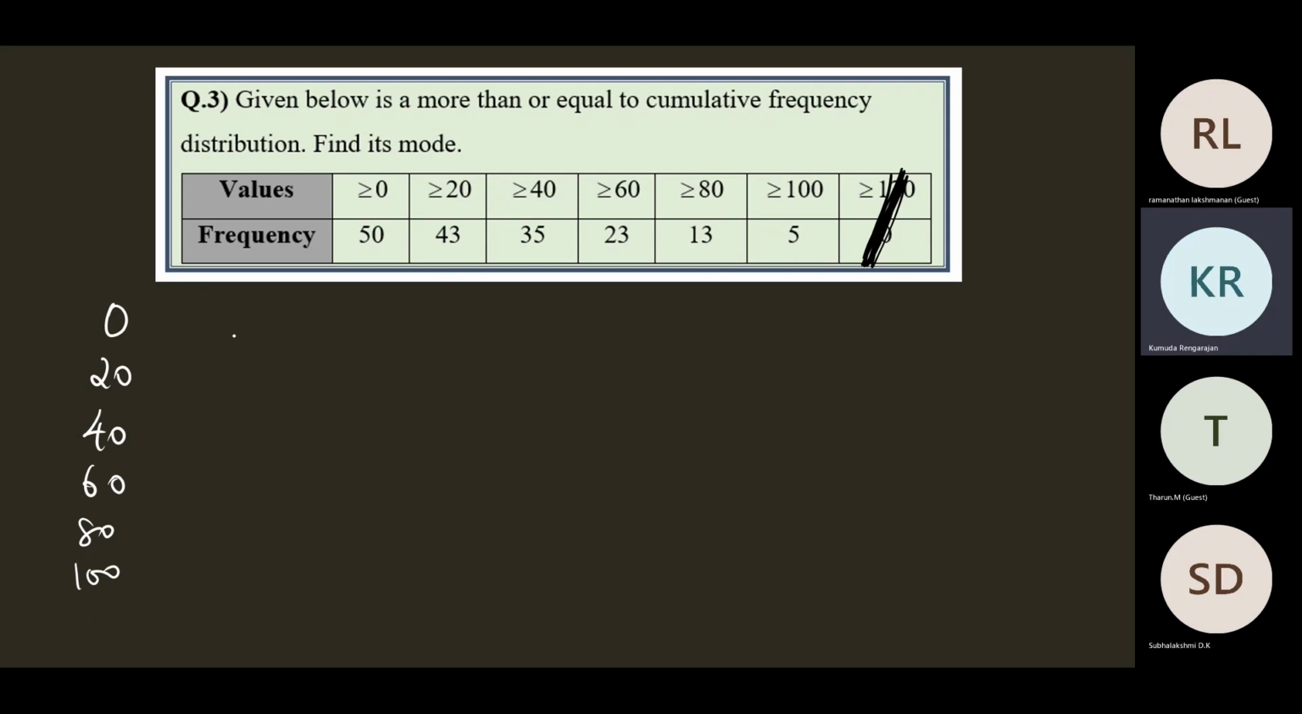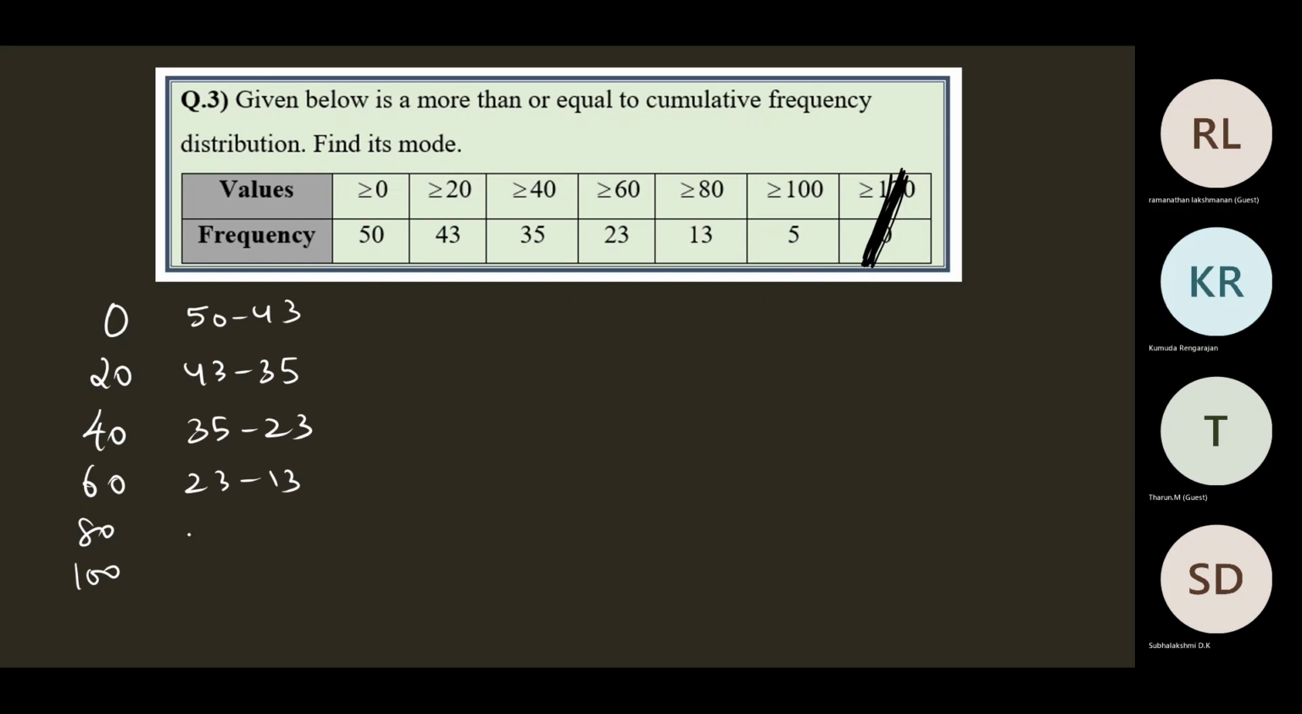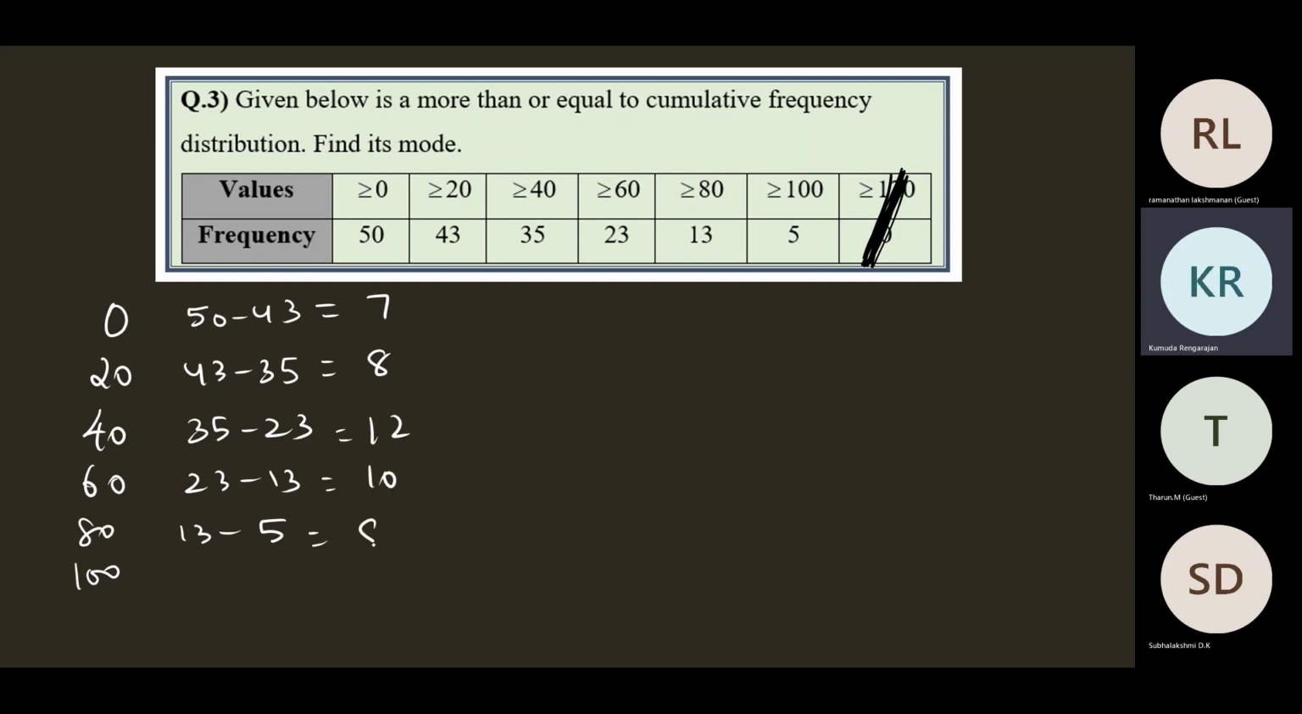Okay, now the frequency. When it is a more than cumulative frequency distribution, start subtracting. Start subtracting 50 minus 43, 43 minus 35, 35 minus 23, 23 minus 13, 13 minus 5. Subtract and write the last frequency as it is. So you get 7 here, you get 8 here, 12, 10, and 8. Write the last frequency as it is, 5.